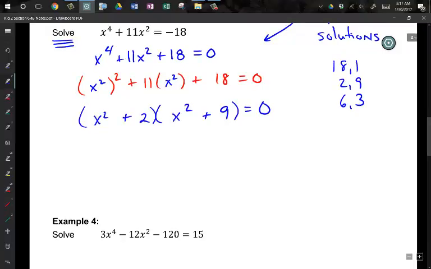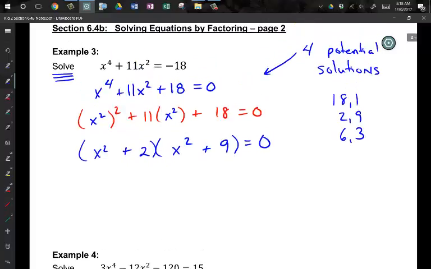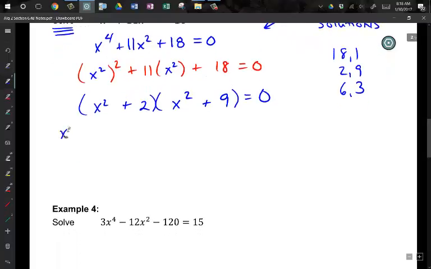Well, now it's equal to 0. So now we have to finish it. We have to actually give answers, Haley. And so to give answers, we're going to take each of these factors, break them up by the zero product property, remember, and one equals 0 and the other equals 0, and solve. Now remember, how many solutions should we have? 4. So here we go. First one, x squared plus 2 equals 0, and x squared plus 9 equals 0. So x squared equals negative 2. x squared equals negative 9.